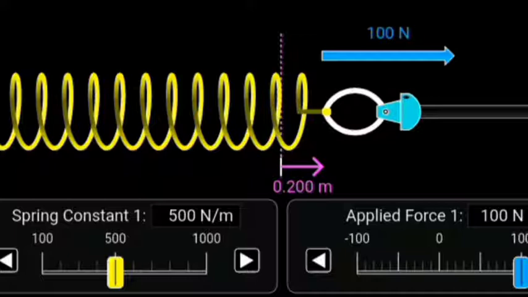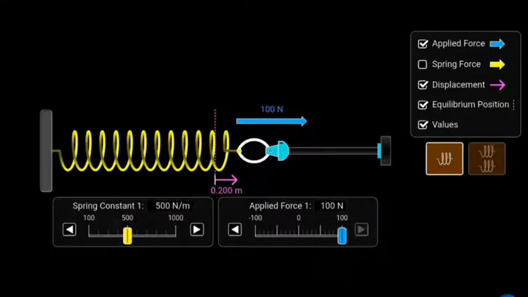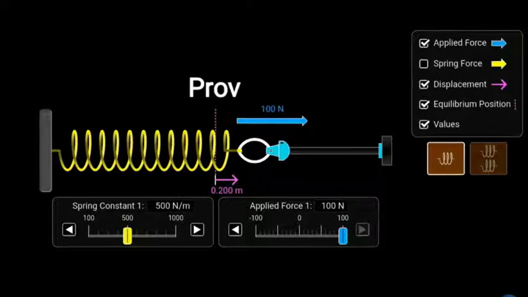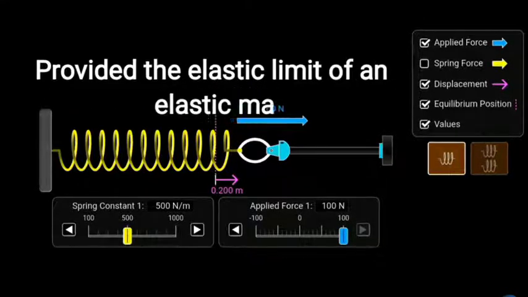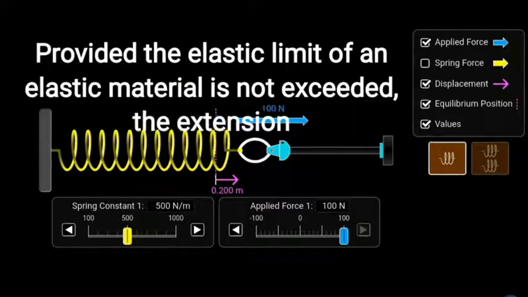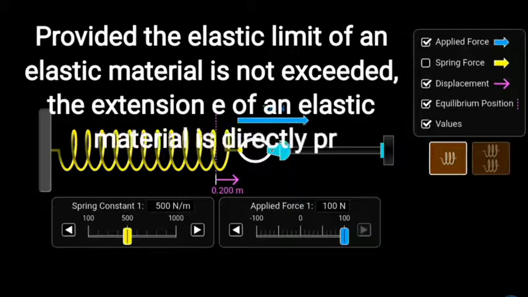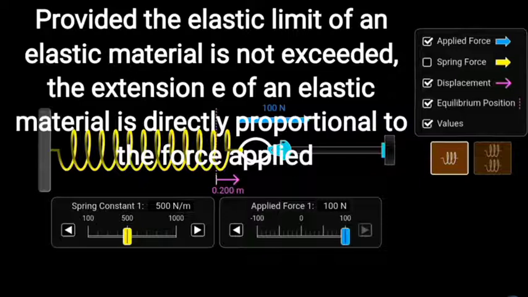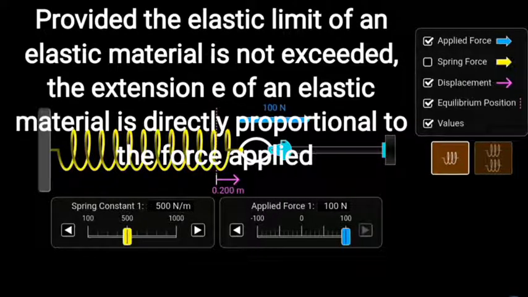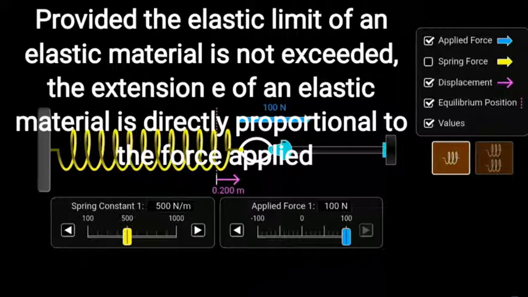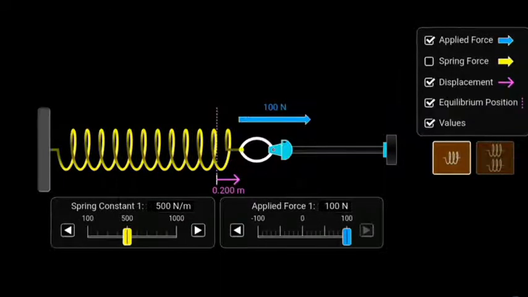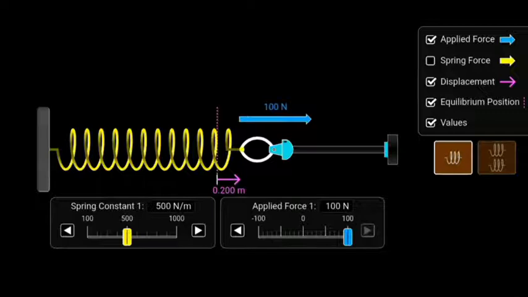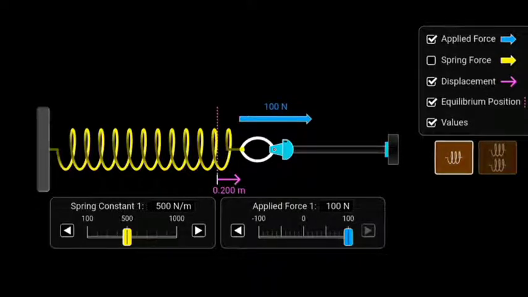And for the sake of exams and questions, I want us to state Hooke's law. Hooke's law states that provided the elastic limit of an elastic material is not exceeded, the extension E of the material or spring is directly proportional to the applied force. Like I was saying, the extension E will be increasing as the force is increasing, as we saw from the demonstration. And that is what Hooke's law stated.